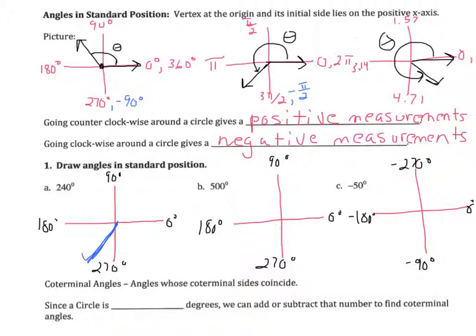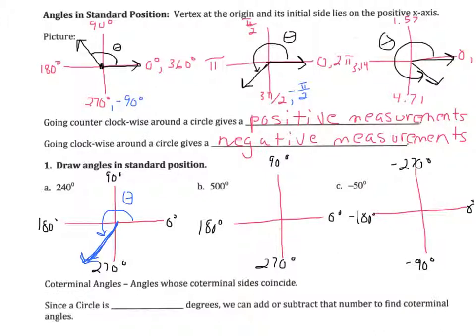You don't always need to draw the initial side. In fact, we don't draw our initial side very often. But our angle would start from 0 and come all the way around, and this would be our angle theta. If you just drew the terminal side of your angle, that's good enough. I don't need to see the theta. So we'll do that for 500 degrees.